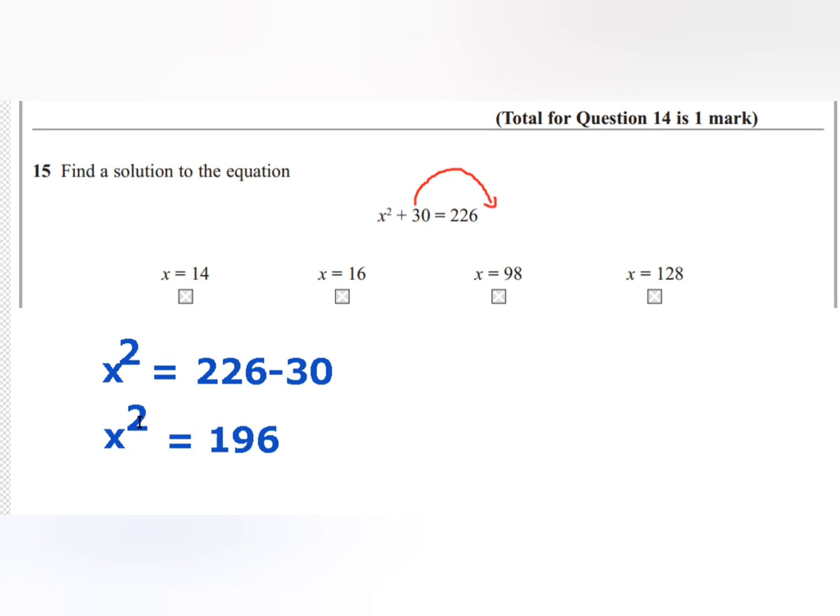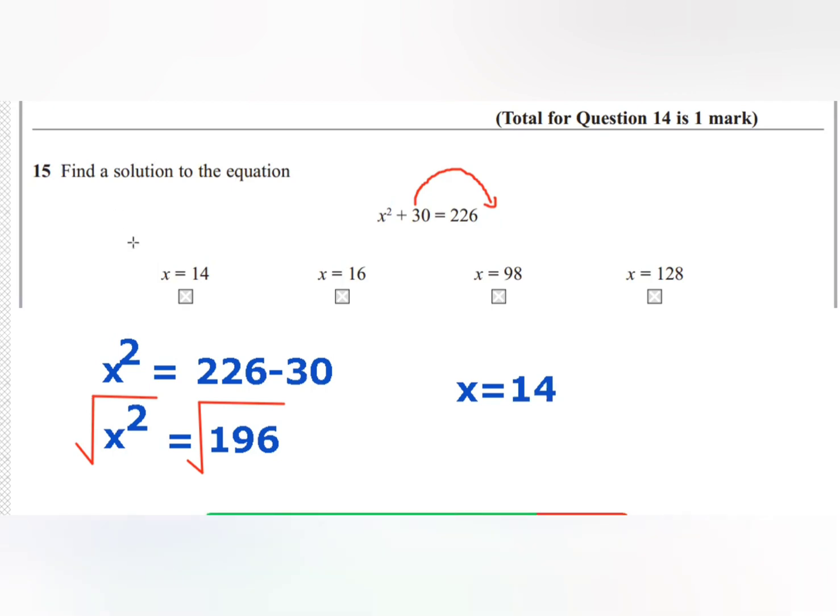Now, because we have a square here, we have to do the opposite of a square. As we talked about before, we're going to use the square root. So we're going to take the square root of both sides here and here. Remember this, square root is the opposite of square. So the square root of x squared is going to be x. And then the square root of 196 is going to be 14. So x equals 14, and this is the final answer for this question. X is 14.